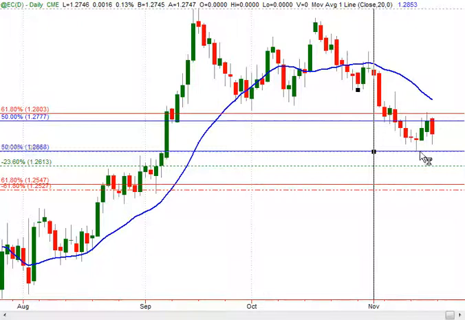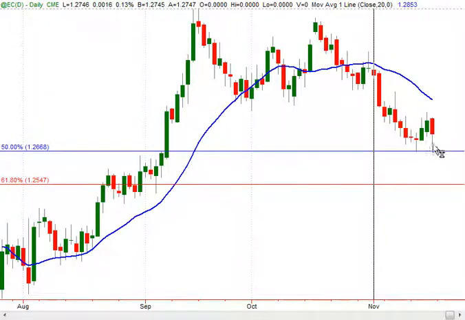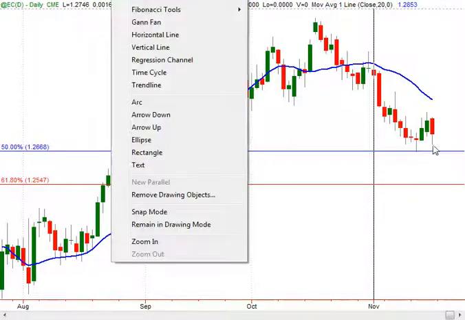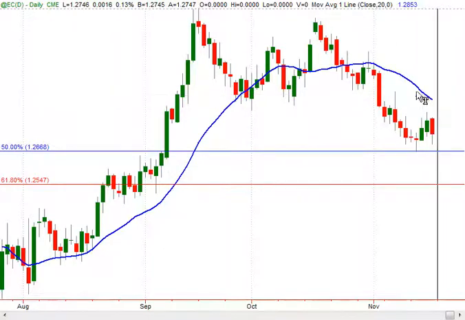What we should see is price now moving higher, and it's not going to be a straight move higher. I believe this 20-day moving average initially will provide some sort of resistance, so we should move higher and then come back lower, and then that's where the actual move higher is going to start.